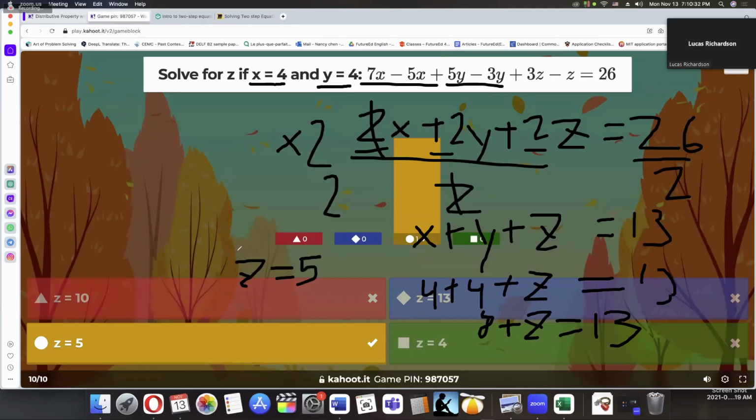Awesome. So that is the answer. If you want to do this question over again, without my help, you can copy it down and see if it works out. Okay.